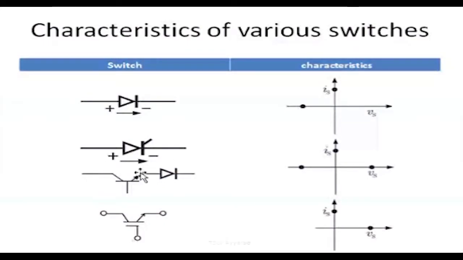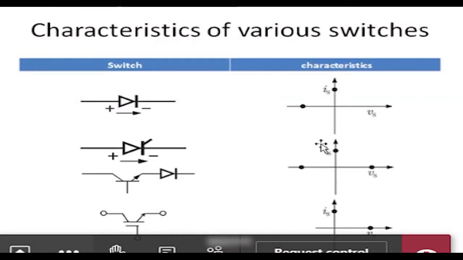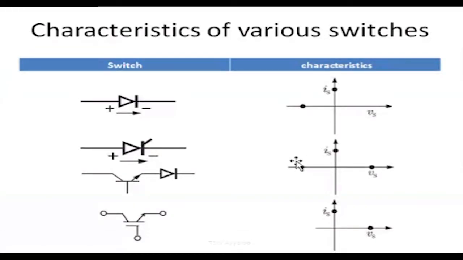This is known. Here I have a BJT in series with a diode, and there are three dots present. A dot on the positive voltage axis, a dot on the positive current axis, and a dot on the negative current axis. Let us see what is the position, at each position, what is the condition of the switch?